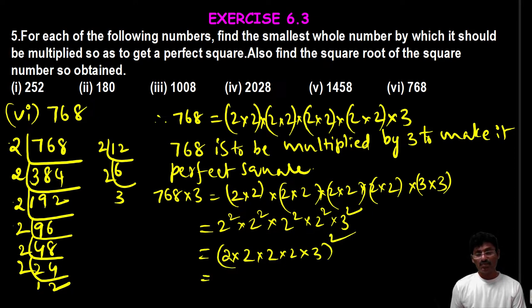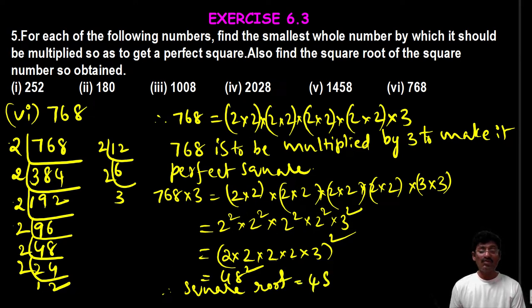So this is equal to 2 times 2 is 4, 4 times 2 is 8, 8 times 2 is 16, 16 times 3 is how much? 48. So 48 square. Therefore, the square root of the resultant number obtained after multiplying by 3 is equal to how much? 48. So this is the answer.